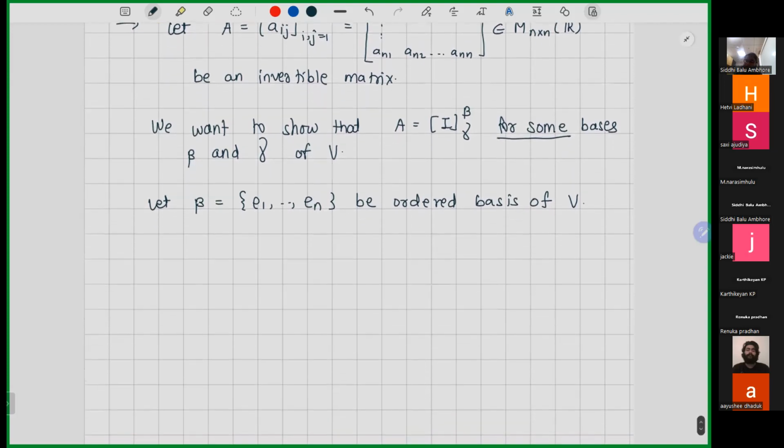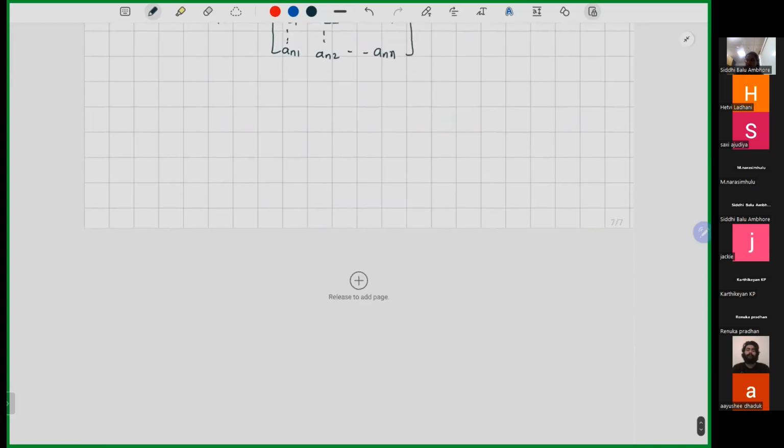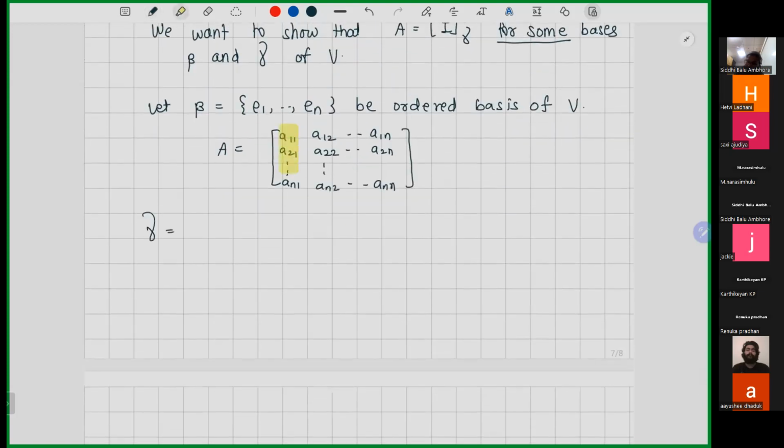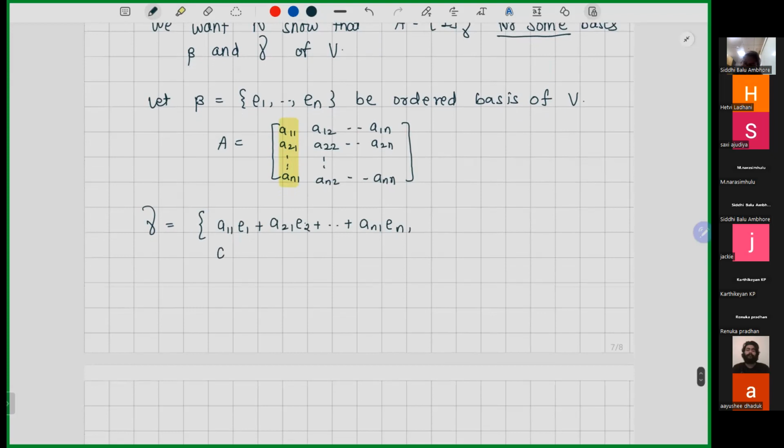So A is this matrix A11, A12, up to A1n, A21, A22, up to A2n, and up to An1, An2, up to Ann. Now I take this set gamma corresponding to the columns, and I take each column as a linear combination of the e_i's. So A11 e1 plus A21 e2 and so on up to An1 en. This is my first element of gamma. Second is A12 e1 plus A22 e2 plus up to An2 en.